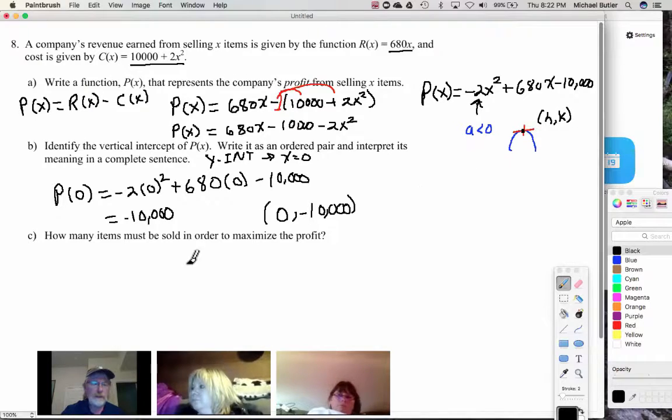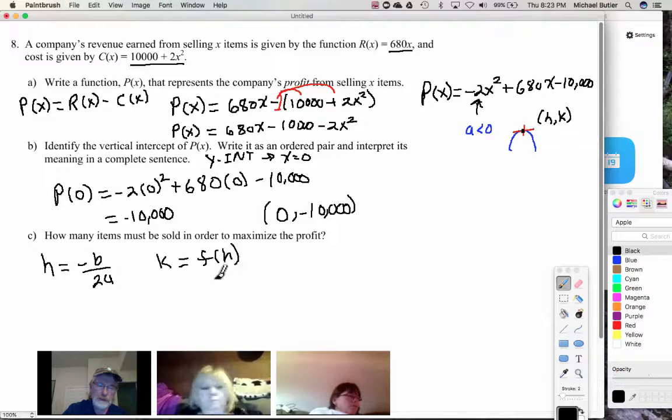So to figure out what those values are, we got to remember the little formulas that they gave us. They gave us H was equal to minus B over 2A, and K was equal to F of H. In other words, whatever you got from the first one, you plug that into the function, and that gets you the second answer, okay? So how many items must be sold in order to maximize the profit? Well, we only need to know what H is right now. In this question, they're not asking us for the maximum profit yet. They're just asking us how many need to be sold for the maximum profit.